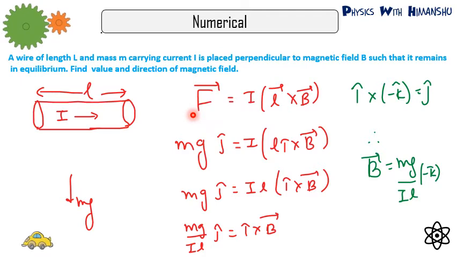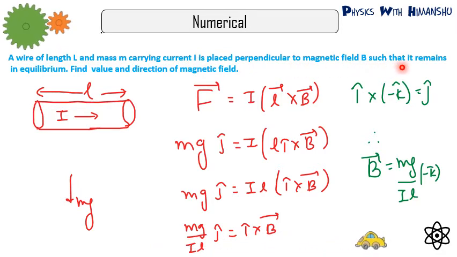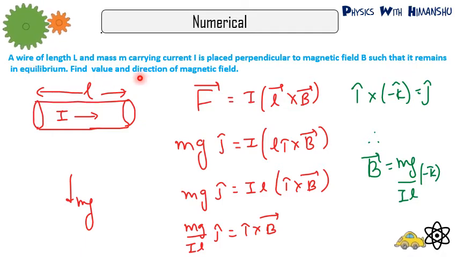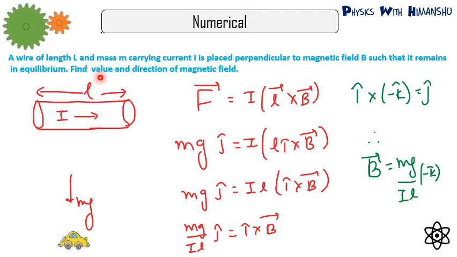Okay, we'll solve another numerical. A wire of length L and mass M carrying current I is placed perpendicular to magnetic field B such that it remains in equilibrium. Find the value and direction of the magnetic field. So we have a current carrying wire I of length L and mass M. Definitely gravitational force will be acting downwards, whose value will be equal to mg. So if it has to be in equilibrium, then the force due to the magnetic field should be in the upward direction, and the value of force should be the same.